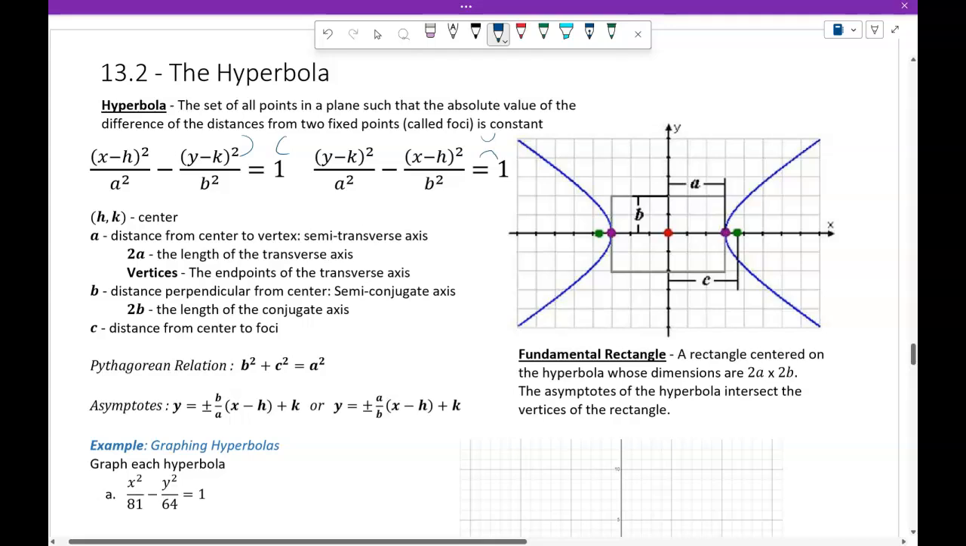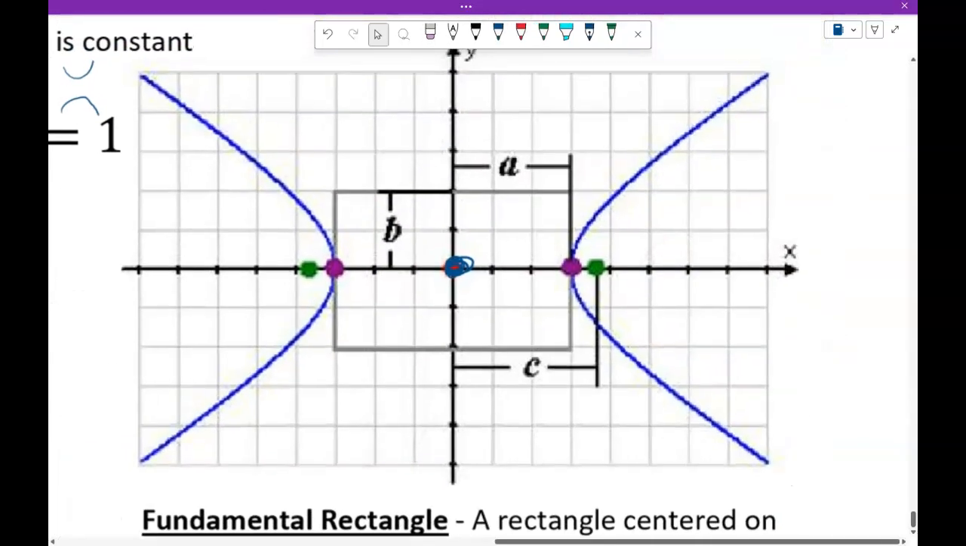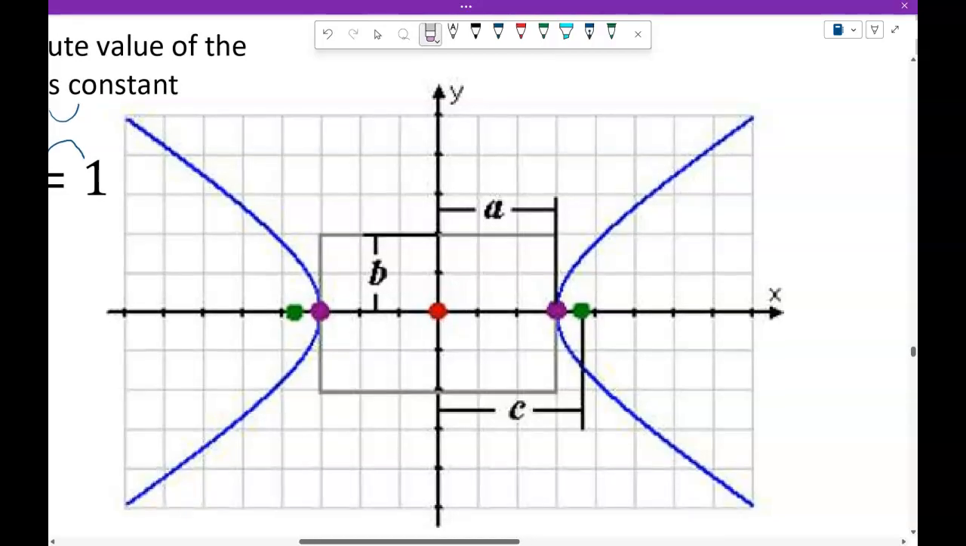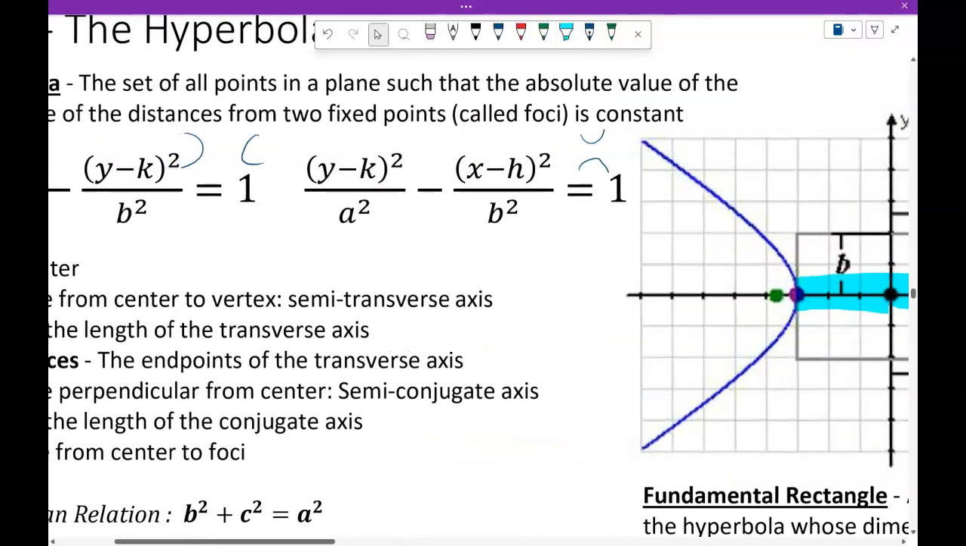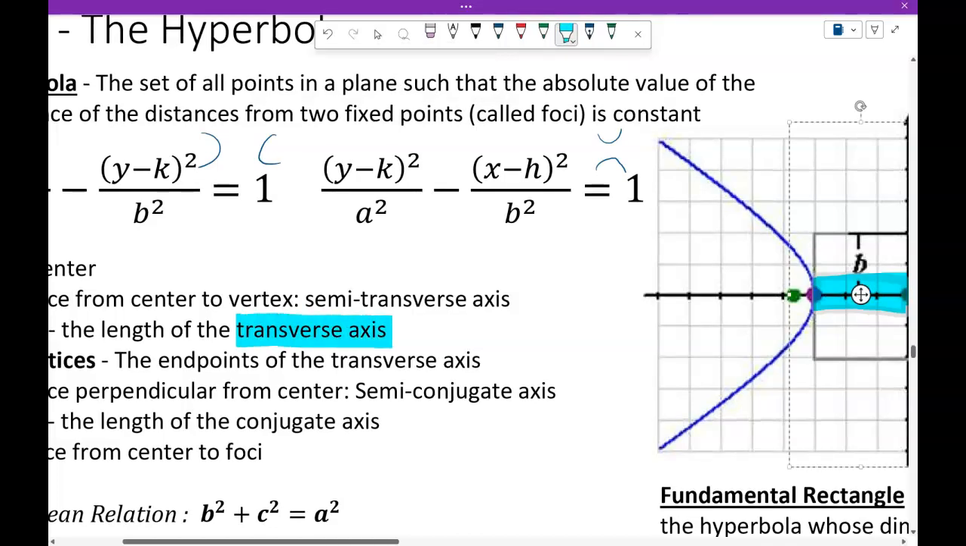H and K still represent our center. A still represents the distance from center to vertex, and so we see that distance represented in our diagram. We have the distance from center to vertex here. That's our A value, and it's A going this direction as well. So 2A spans the distance from vertex to vertex, giving us what's called the transverse axis.